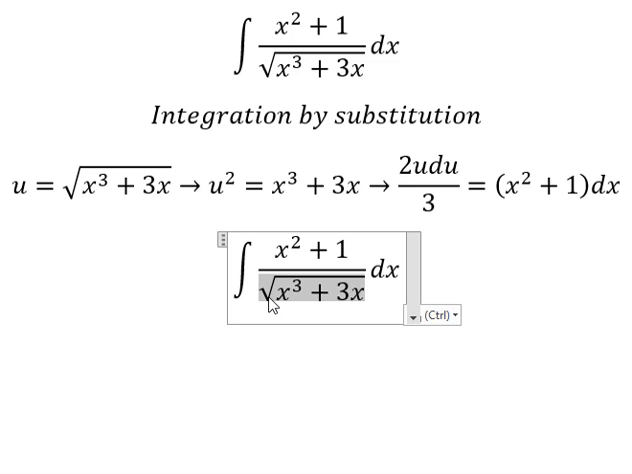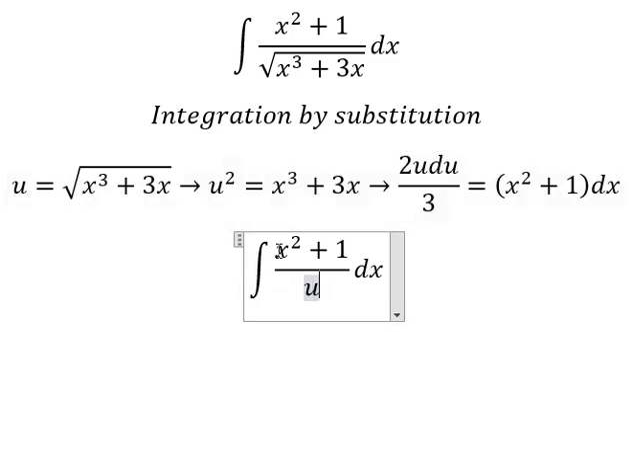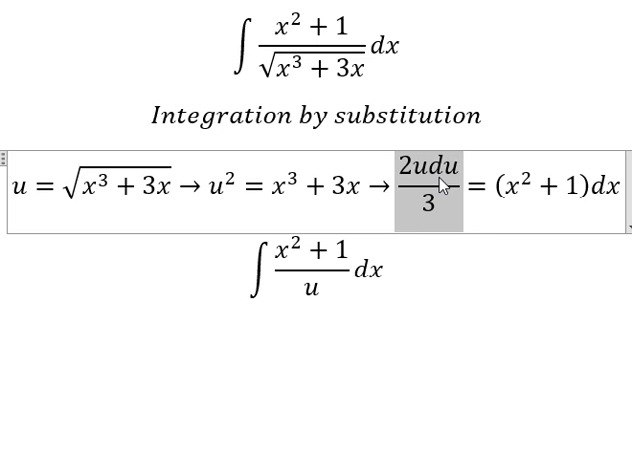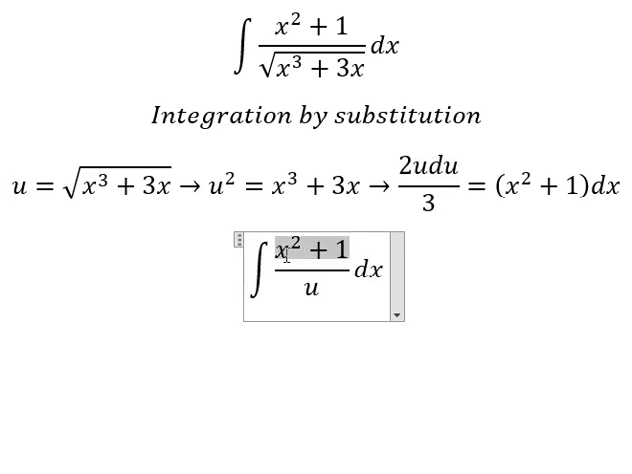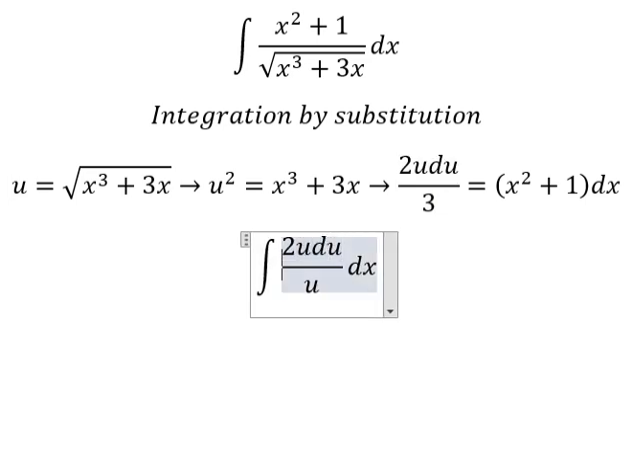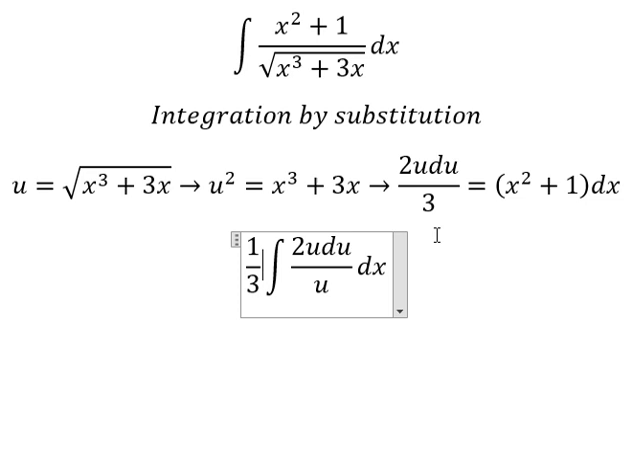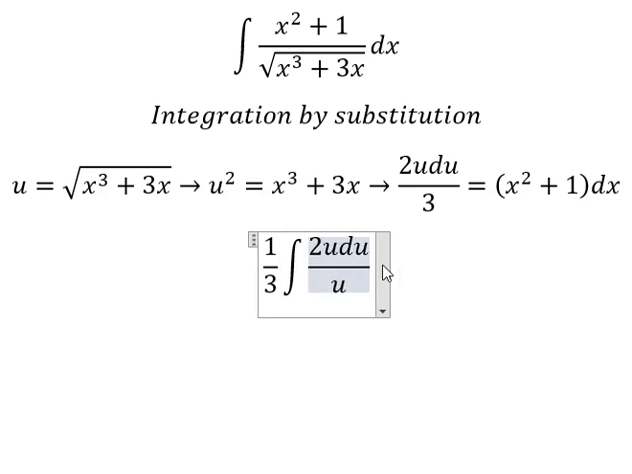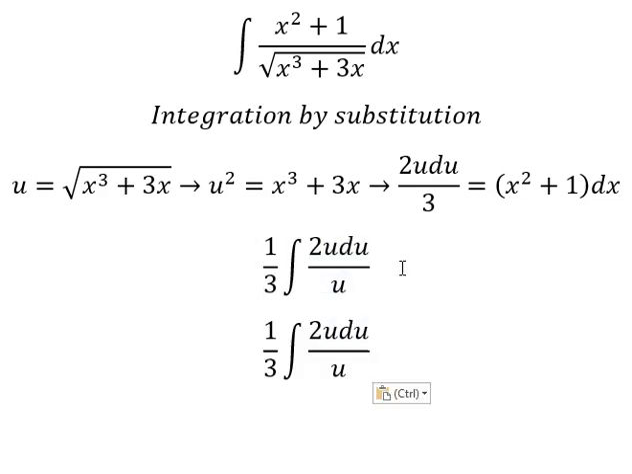So the square root we change to u. This one with the x we change to 2u du over number 3. So u divided by u, we have number 1.